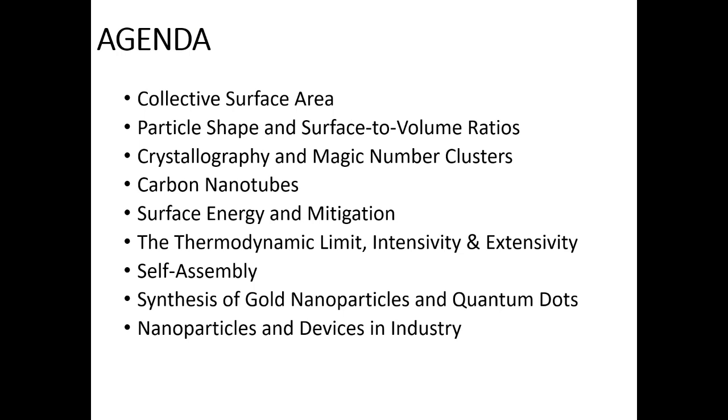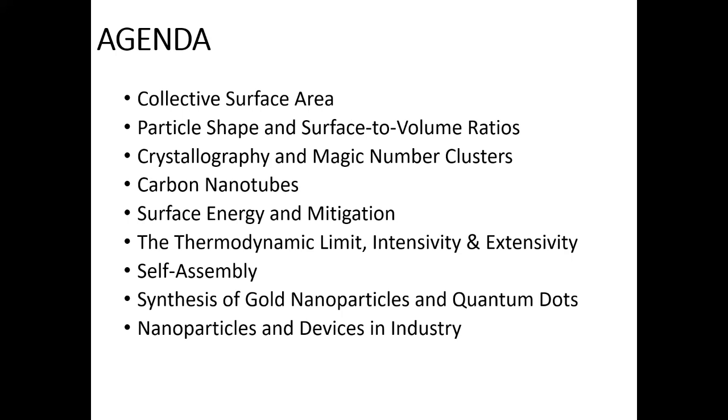Okay, we look at our agenda. We'll look at collective surface area. And basically, I think we're going to just do the first 5. The other things we'll leave for another time. I don't think we'll have time for all of it. So we're looking at what is called collective surface area, and we mentioned briefly yesterday how that can be quite enormous for nanomaterials. So we'll just reinforce that concept a little bit today.